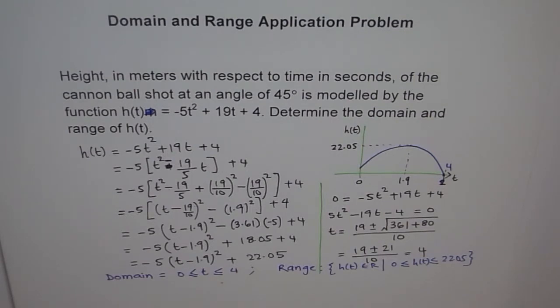Remember one thing: for a parabola, normally the domain is all real numbers, but in all practical applications you have to look for valid values, right? For example, here t cannot be negative, and once the ball strikes the ground the equation is no longer valid. This equation is actually for the ball in the air. Once it hits the ground the equation is not valid. Therefore we take the domain of t as 0 to 4, correct? Okay.